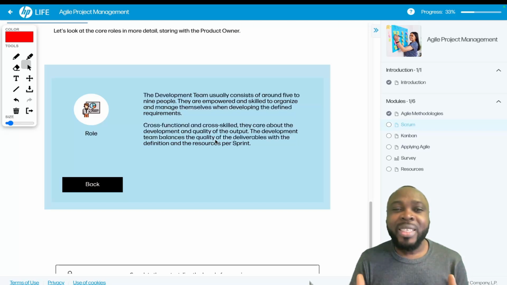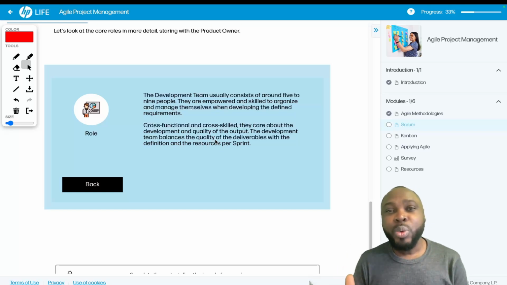The development team balances the quality of the deliverables with the definition and the resources per sprint. So they all know the definition of done. So at what point are we going to say this task from the user story is done? So the product guy knows, that is the product design guy knows what is expected from the back end guy. The back end guy knows what is expected from the product guys. So at every point they know what the definition of done is for the quality of what is meant to be developed, deployed, and delivered to the customers.